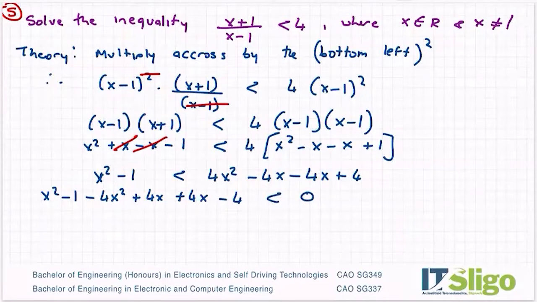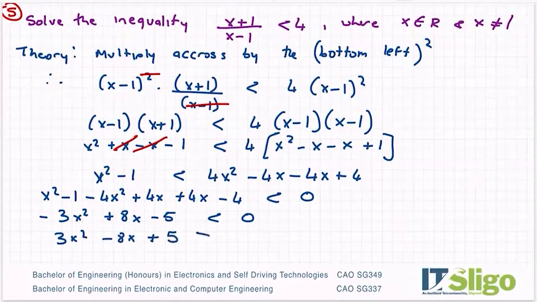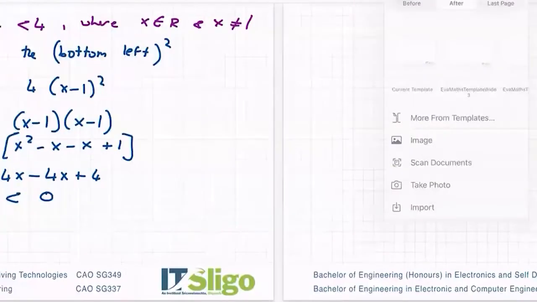Okay, so let's tidy up. I have x squared minus 4x squared, so I have minus 3x squared. I have plus 4x and plus 4x, so that's 8x. And I have minus 1 minus 4, which is minus 5, is less than 0. I'm going to change the signs all the way across because I like plus x squared. That changes the direction of the inequality. Then I am going to solve this either using the minus b formula or factorizing.